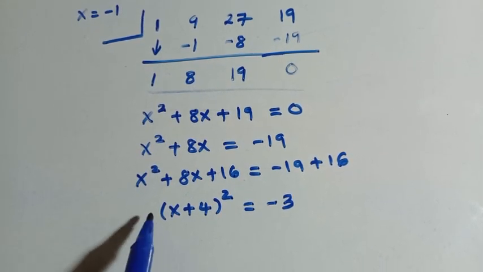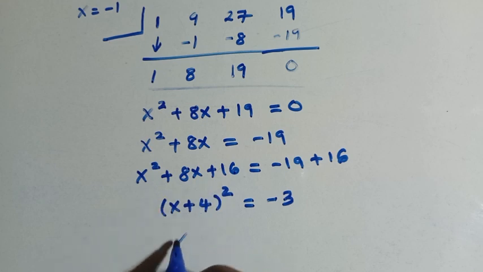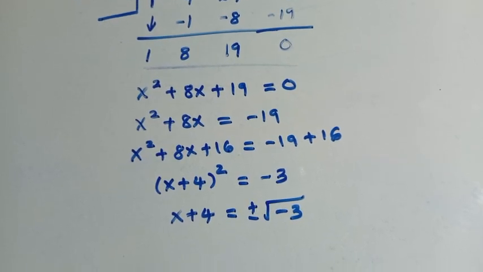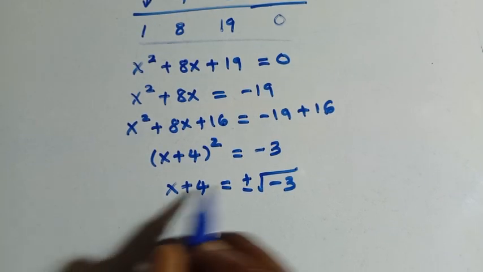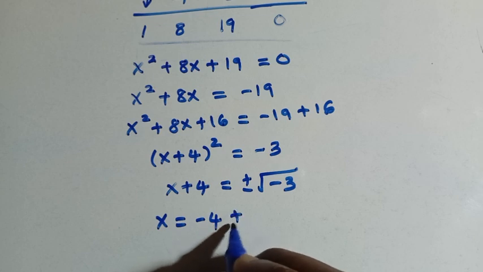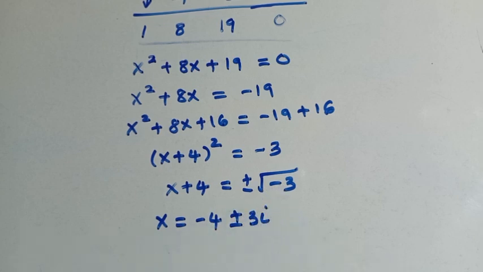And from here, we have to take the square root of both sides. So by taking the square root of this, we have this cancelled, and at this side we have x + 4 equals plus or minus square root of -3. And from here, we transfer 4 to the other side. Here is x equals -4 plus or minus square root of -3, which is i times root 3. And we get x3 and x2 from here. So there are 3 solutions here, and here are all of them.